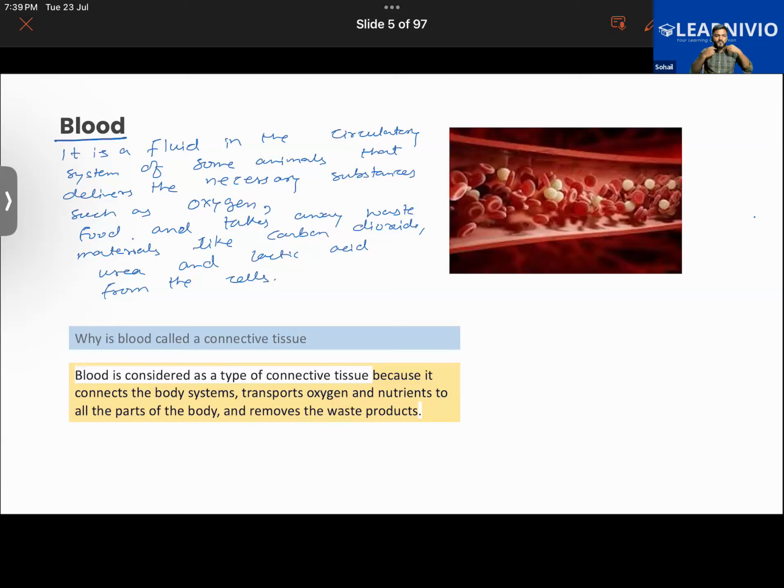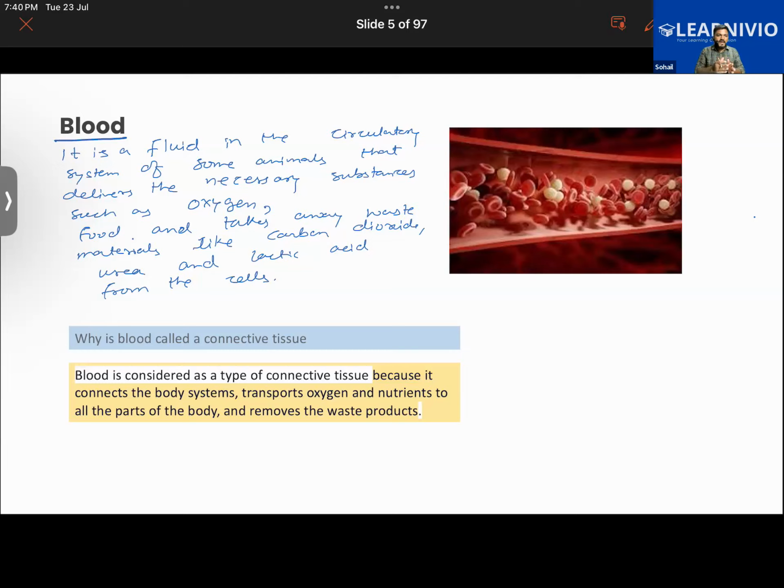Why is blood called a connective tissue? Blood is considered a type of connective tissue because it connects the body systems, transports oxygen and nutrition to all parts of the body, and removes the waste products. Got this, no? That is how it is called a connective tissue, because it connects the body systems, particularly the organs. Different organs are connected by the blood.